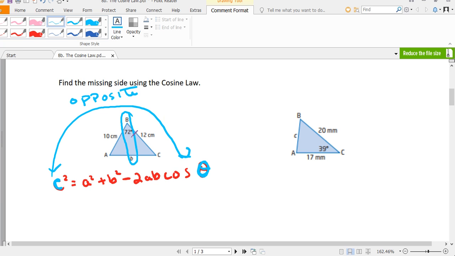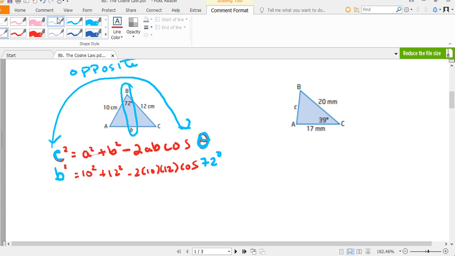Okay? So which means here this would be cos of 72 degrees. And this side would be its b. And that's the only thing that really matters in terms of correspondence. Because the rest is just the other sides. So a and b just represents the other sides. So 10 and 12. Okay? So this will equal 10 squared plus 12 squared minus 2 times 10 times 12, and then cos of 72. Okay? And then just plug it in.